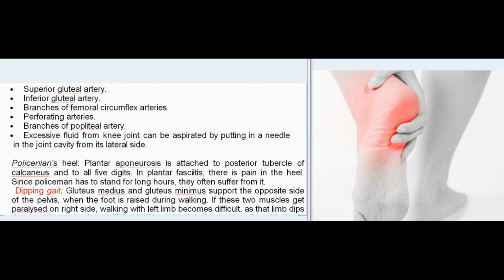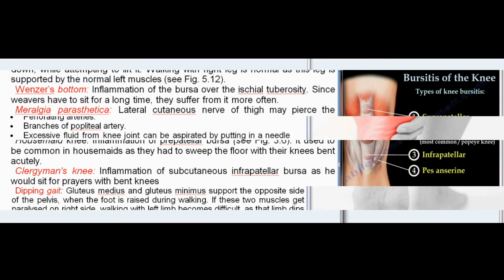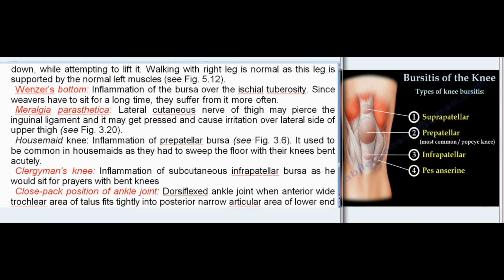Dipping gait: gluteus medius and gluteus minimus support the opposite side of the pelvis when the foot is raised during walking. If these two muscles get paralyzed on right side, walking with left limb becomes difficult, as that limb dips down while attempting to lift it. Walking with right leg is normal as this leg is supported by the normal left muscles, see Fig 5.12.